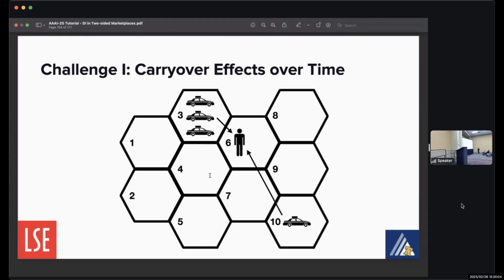Suppose here we divide the city into 10 different regions. And suppose we have 3 drivers in zone number 3 and 1 driver in zone number 10. Now at this particular time point, suppose we have a passenger in zone number 6. So at this time point, we can consider 2 different policies. We can either ask one of the drivers in zone number 3 to pick up this passenger, or we can ask the driver in zone number 10 to pick up this passenger. So this corresponds to 2 different policies.